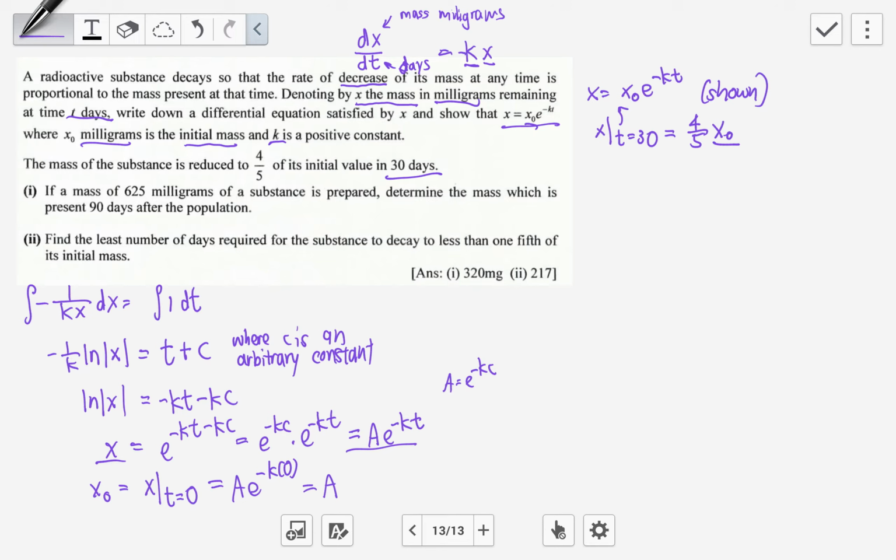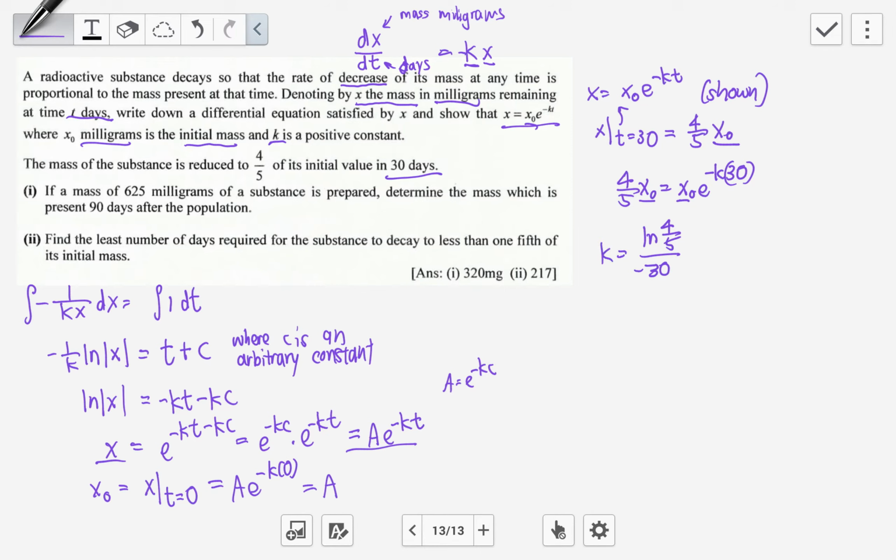Alright, that will be when t equals 30, so 4/5 x naught equals x naught e to the minus k times 30. When t equals 30, the x is just 4/5 x naught, and these two x naught would cancel off. When we divide x naught on both sides, we'll have ln 4/5 divided by minus 30 equals k.